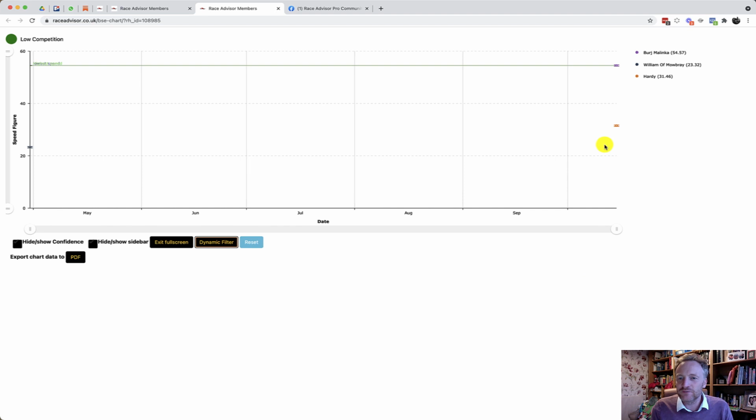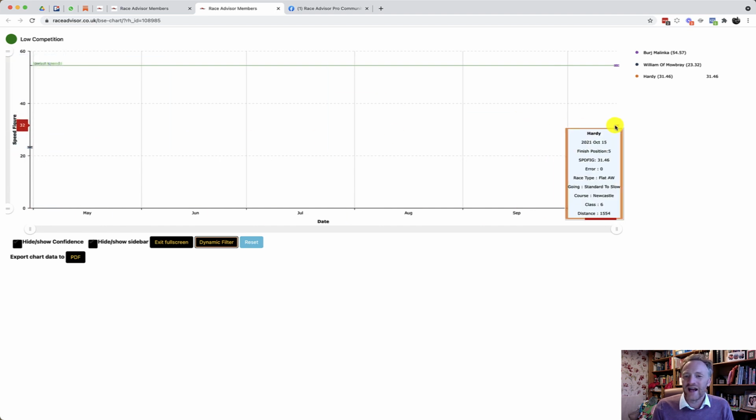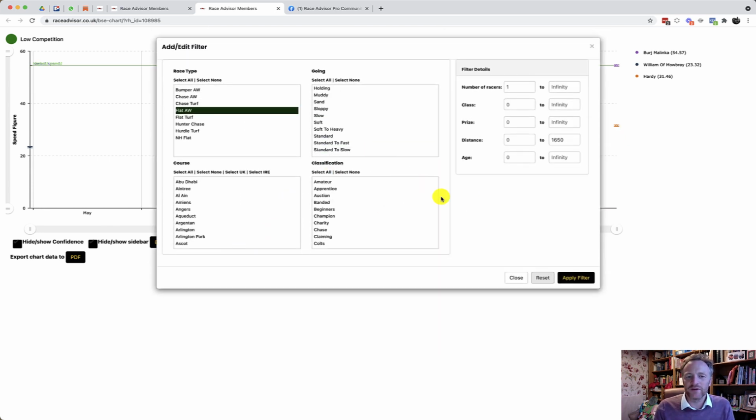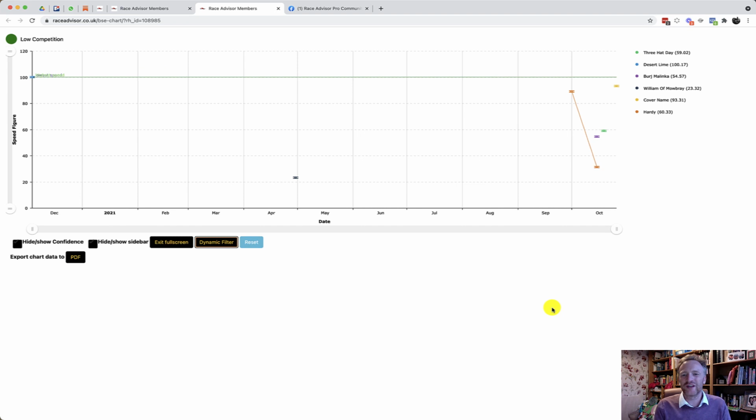What we can see here is Burj Malinka has a great speed figure up here on the standard to slow. Then we've got William of Mowbray and Hardy. So this is giving us information as to why Burj Malinka is probably that short odds favourite. So let's just come in and remove the standard to slow filter and include other races.